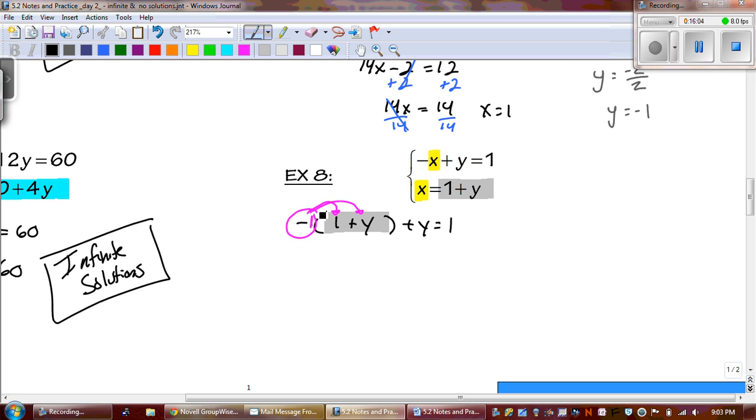Okay? So negative 1 times 1 gives us negative 1. Negative 1 times y gives us negative y, plus y equals 1. So combine your like terms, what happens? Those cancel out, and you're left with negative 1 equals 1. Is that a true or false statement? Last time I checked, that's false. So if it's false, that means there's no solution.